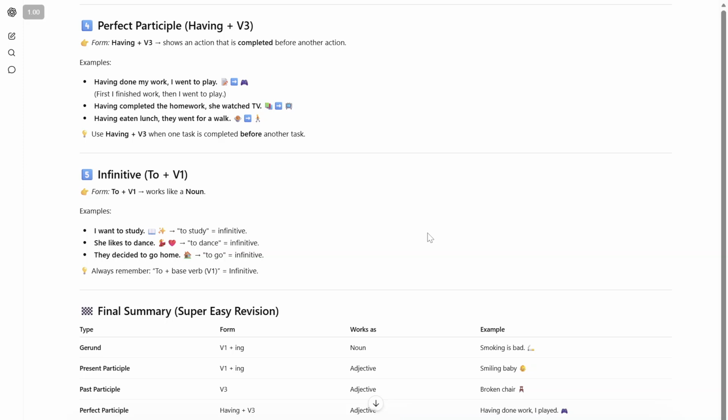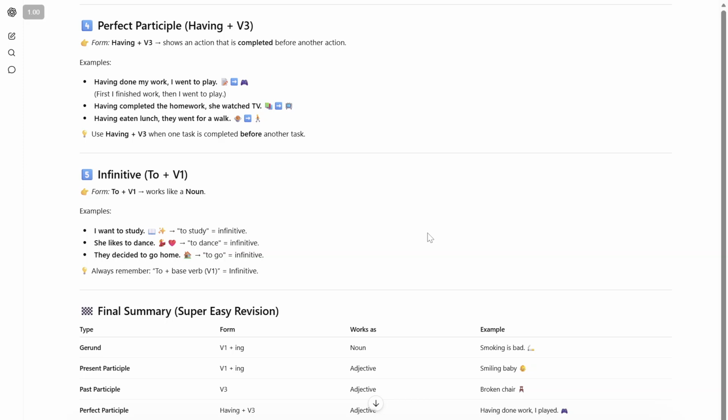Infinitive: form is to plus V1. To plus V1 works like a noun. Examples: I want to study. To study is an infinitive. She likes to dance. To dance is an infinitive. They decided to go home. To go is an infinitive. Always remember, to plus verb V1 equals infinitive.